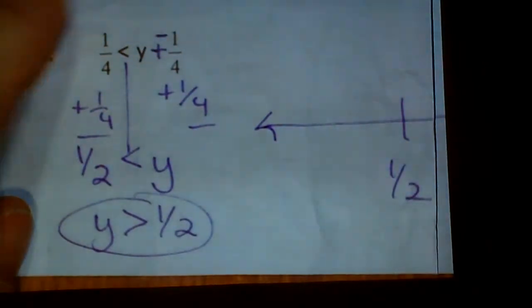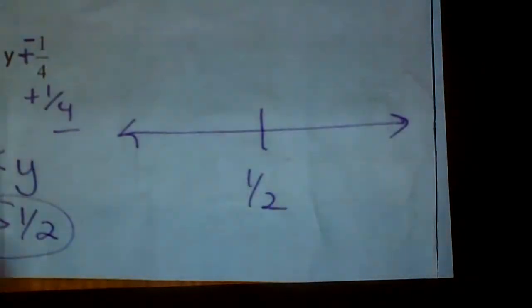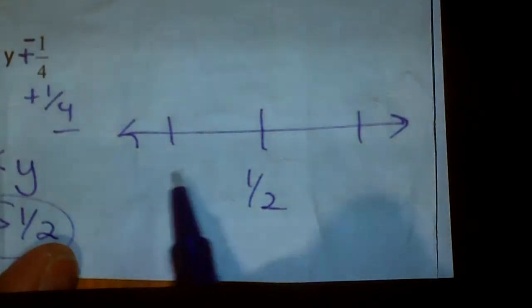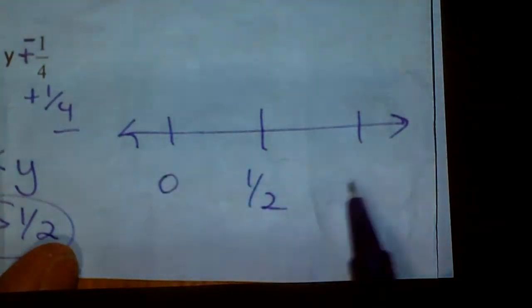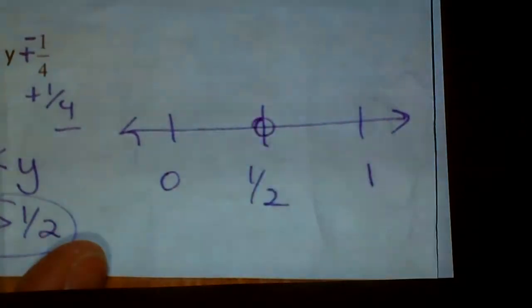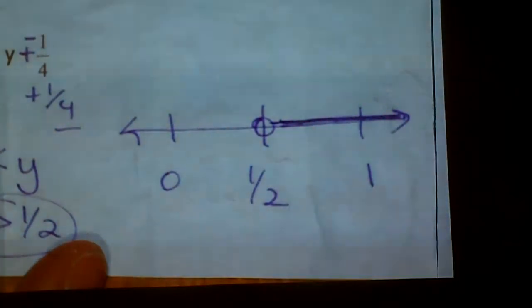To graph this, we're going to put 1/2 in the center. And I think I'll just count by halves. So this is a positive 1/2. That would make this 0. That would make this 1. If y is greater than 1/2, it means it can't be 1/2. So I'm going to use an open circle on that. It can only be values greater, so you need to shade to the right.